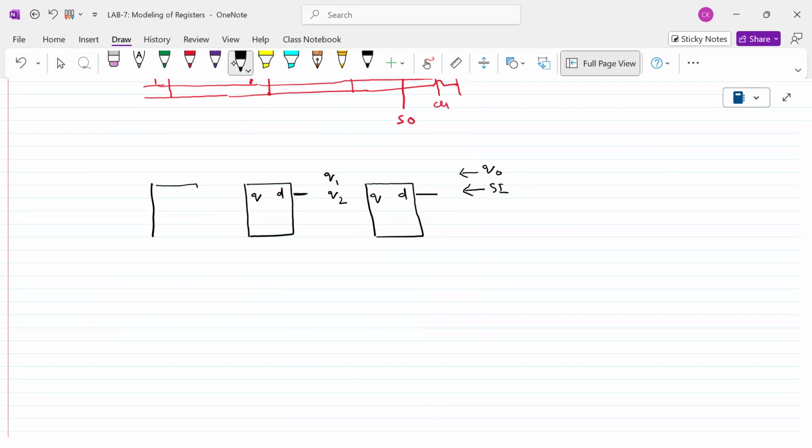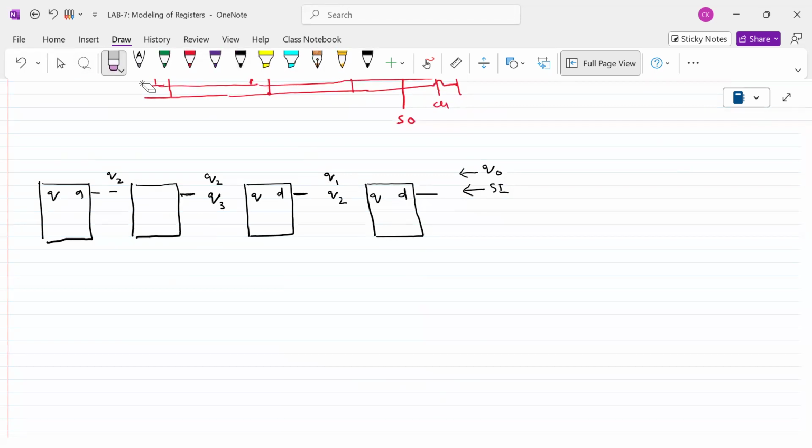Similarly, for this one, what is the input here? Q2 of the previous stage, and this is Q3. The last one, it is D, and this is Q. What should be this one? Q2. Sorry, I think it's wrong. This is Q1, right? Yes, this Q1 has to come here. And this is Q0, right?